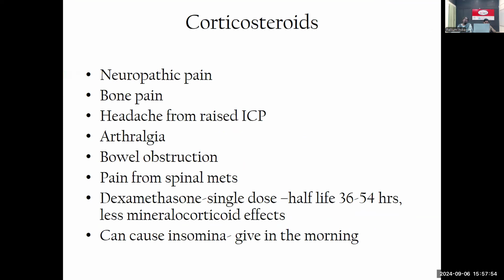These are the indications for starting steroids. First one is neuropathic pain, bone pain, headache from raised ICP. ICP means intracranial pressure. Arthralgia, bowel obstruction, pain from spine metastasis. Dexamethasone is usually a single dose, half-life is 36 to 54 hours. It has fewer mineralocorticoid side effects. That's why we prefer dexamethasone.